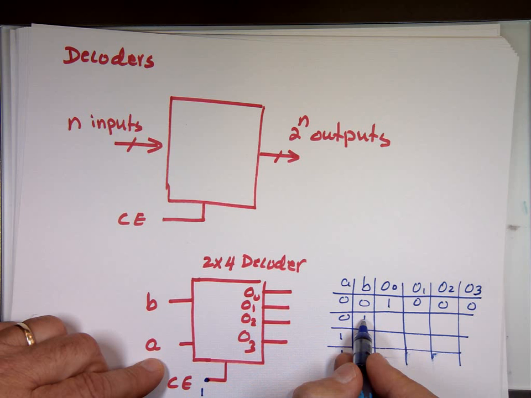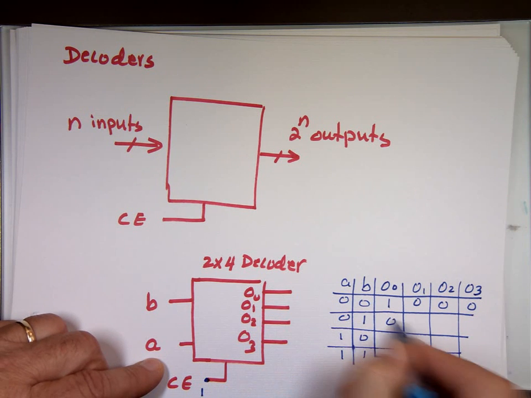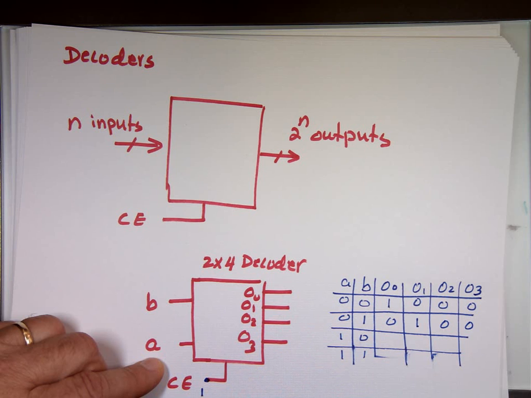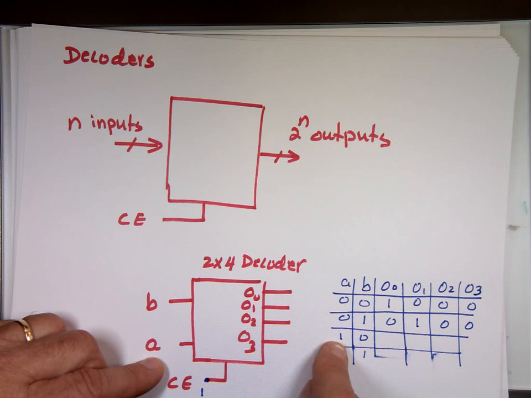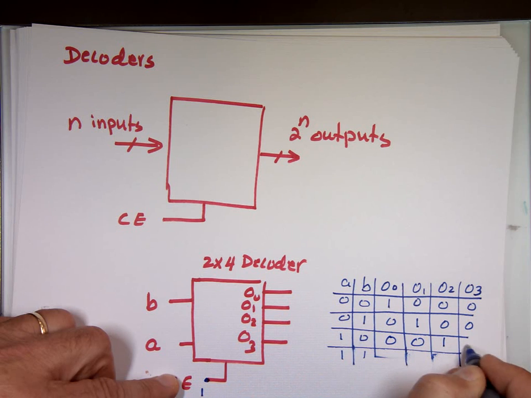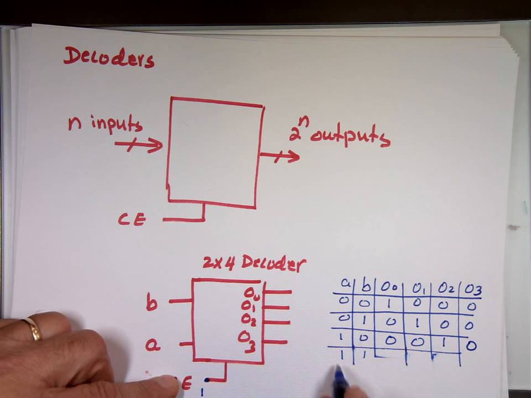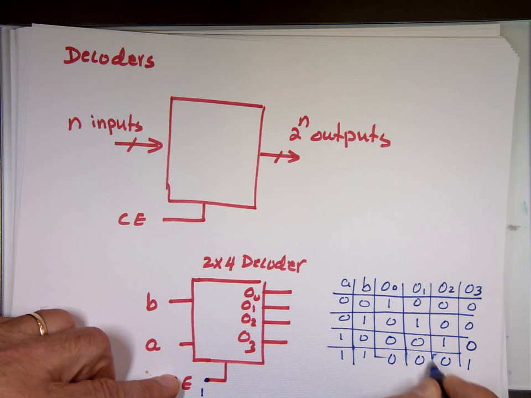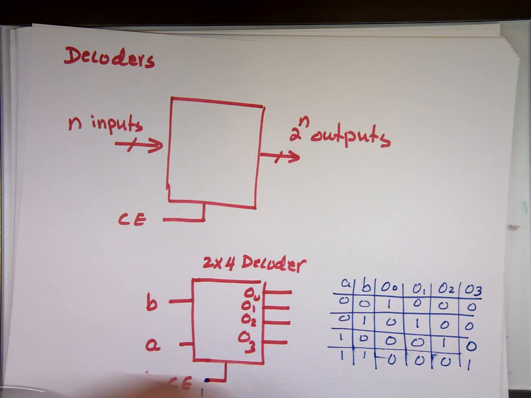When A is 0 and B is 1, only pin 1 is going to be on, the rest of them will be 0. When this is 1 and this is 0, that's pin 2. That's the value. And when both of them are on, that's pin number 3. So notice at any given time, only one of the outputs is on, one is high, and the rest of them are low. That's a 2x4 decoder.